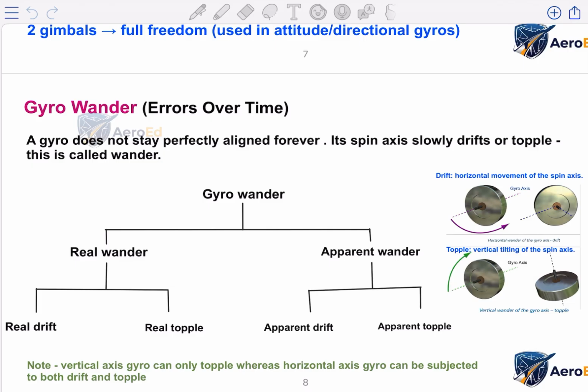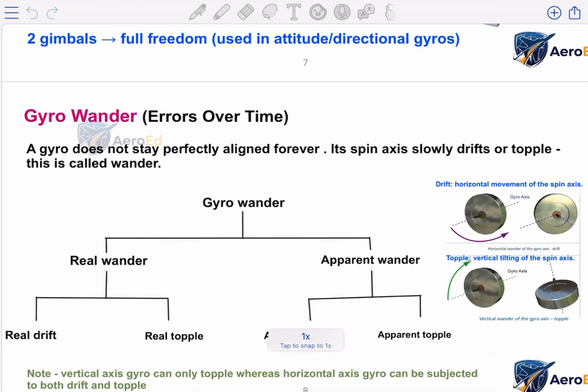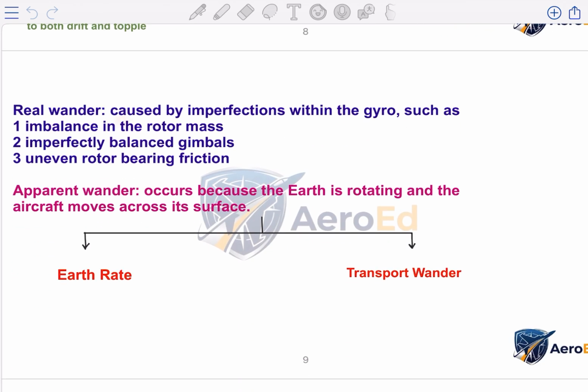It depends on two things, real wander and apparent wander, or a combination of both. First we're going to study real wander. Real wander is caused by imperfection within the gyro. There are three factors: imbalance in the rotor mass, imperfectly balanced gimbals, and uneven rotor bearings. You have to learn what causes imperfections in the gyro, which cause real wander. Alright, so these are the three factors. And what is apparent wander?